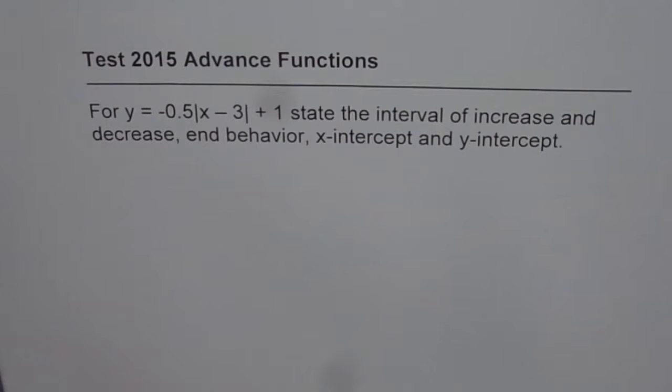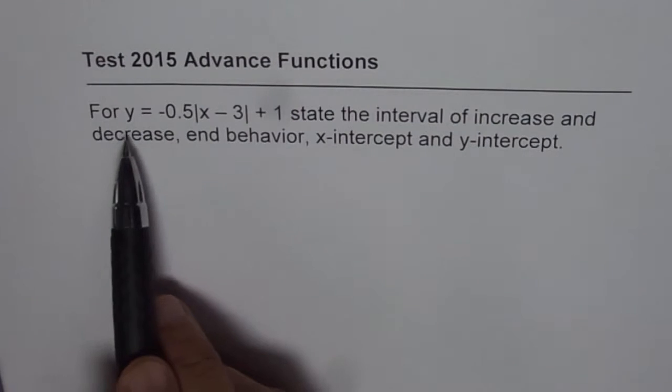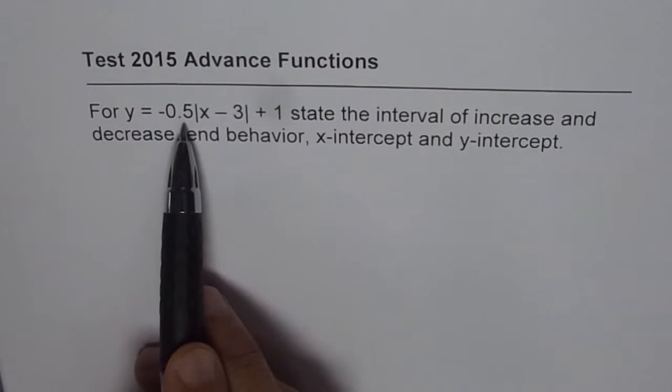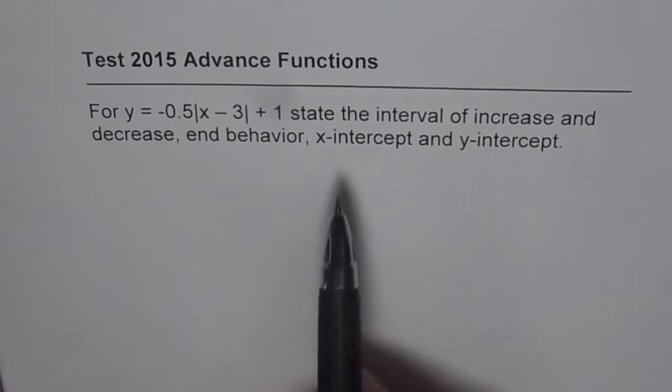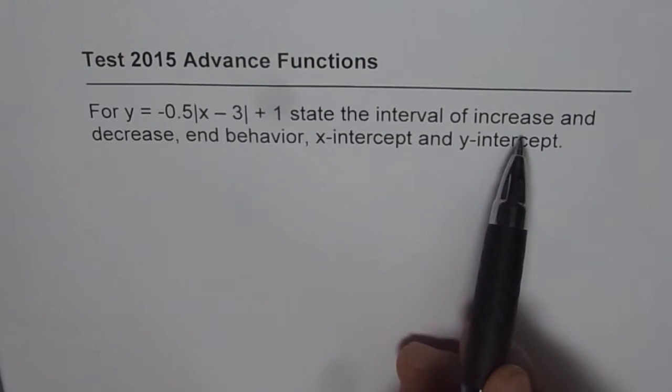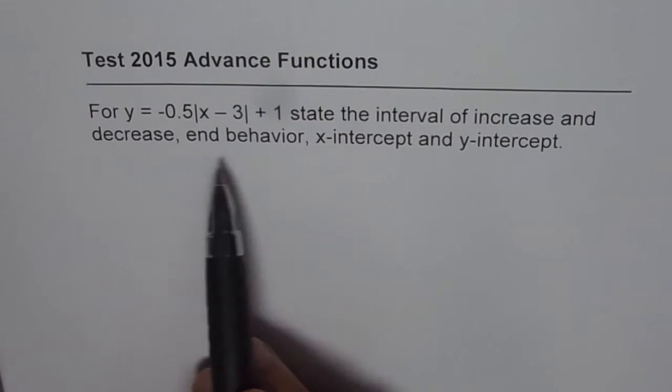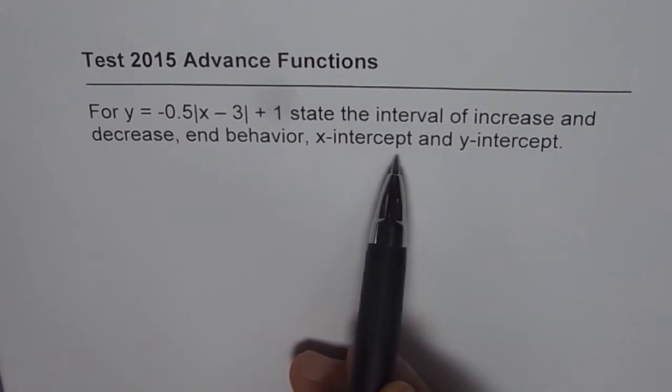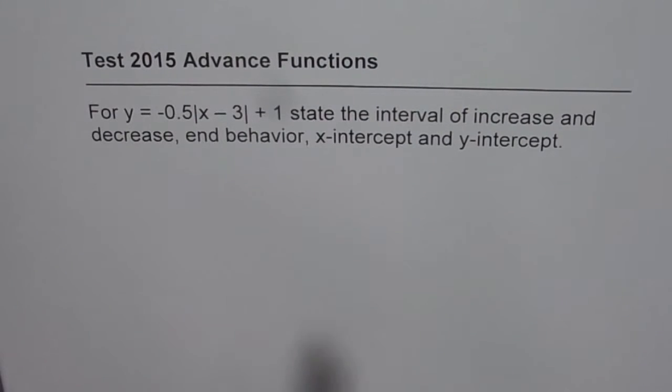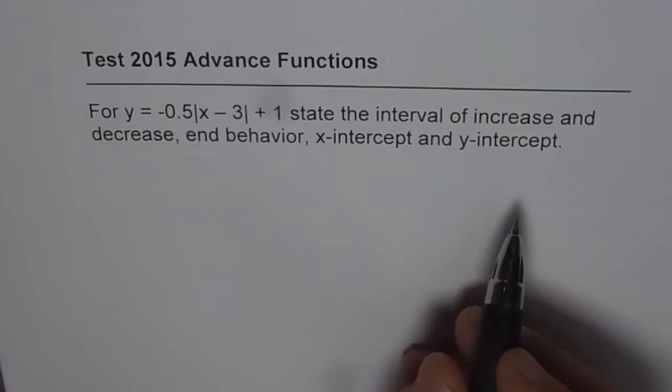But these are from the students who have scored 90 plus marks. So they do make mistakes sometimes. And if you take care of those mistakes, you can definitely get close to 100. Now the question here is, for y equals to minus 0.5 |x minus 3| plus 1, state the interval of increase and decrease, end behavior, x intercept and y intercept, right? So let's figure out how to find each one of these values.